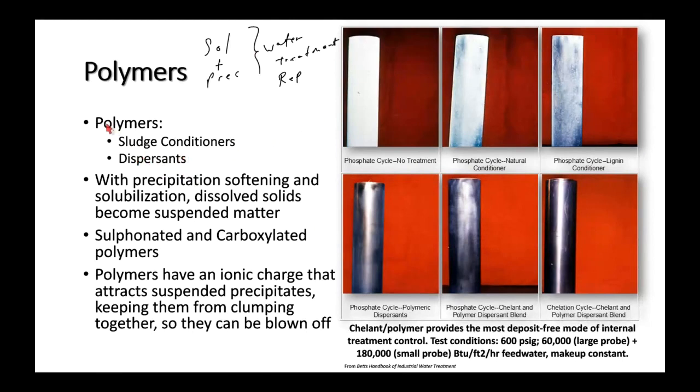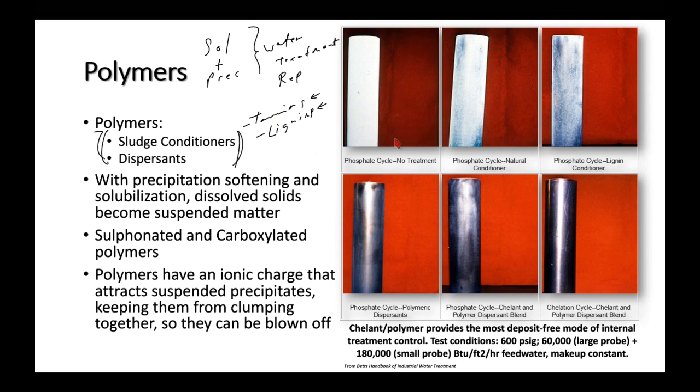But okay, so the next thing is these polymers, these sludge conditioners and dispersants. Now, back in the olden days, we had these things called tannins and lignins, and you might recognize the word lignin, like lignite coal, or then you might know tannins if you know something about wine drinking or tea drinking. So tannins and lignins were added 120 years ago to boilers because they figured out, hey, we actually get less scale deposition. So let's take a look at these 6 slides here.